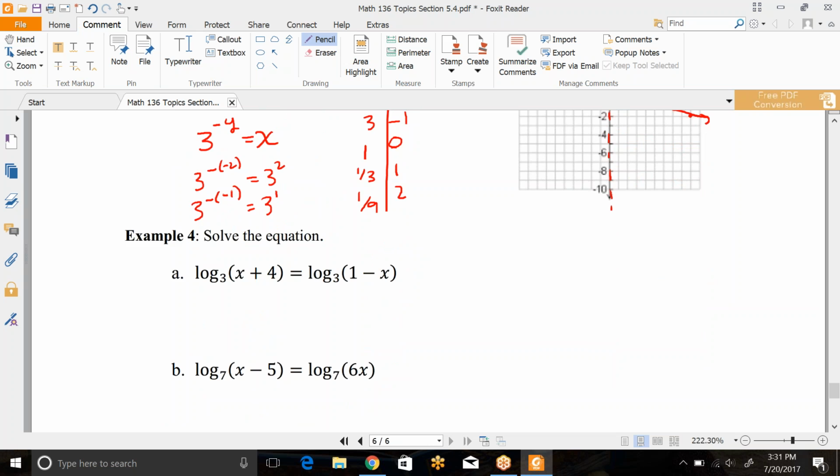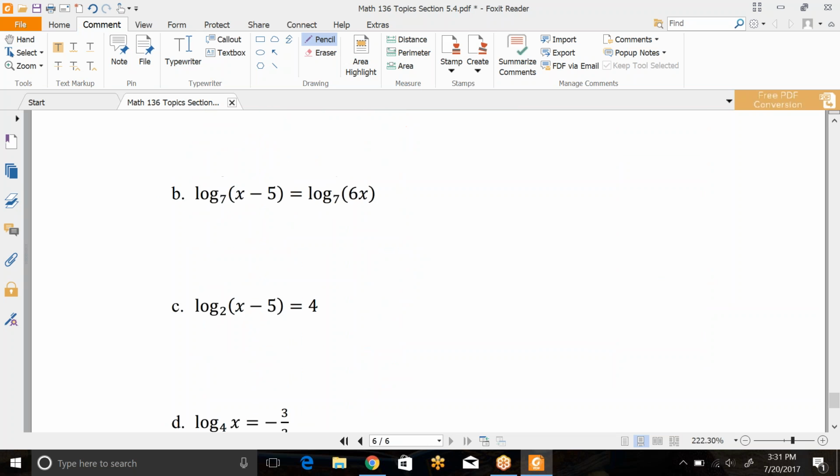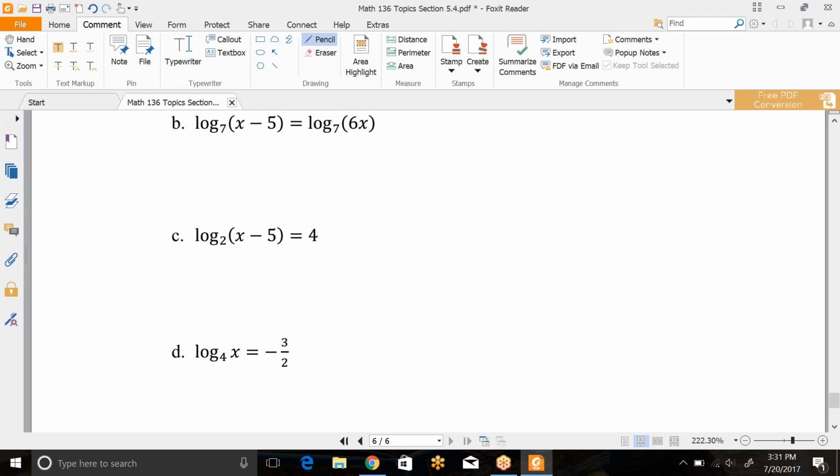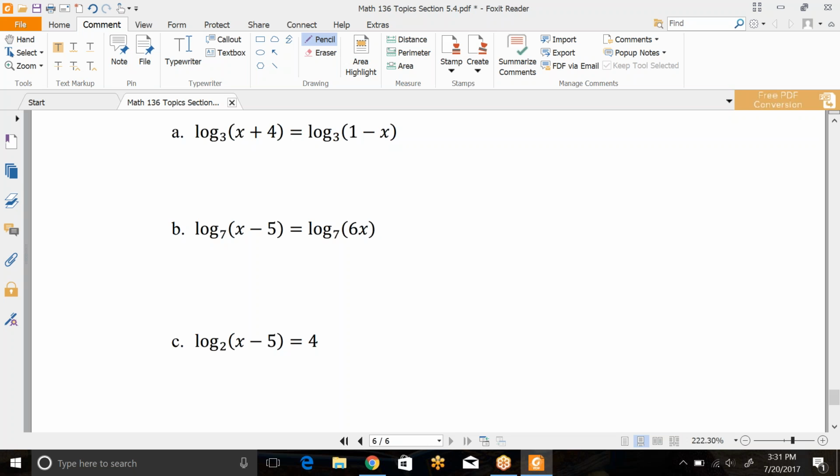We did a part from example 4 in class, so I'm going to do the rest of these. I believe there are 4 of them. This is how you solve some log equations. There are 2 essential types of log equations, so the ones that we've encountered are as follows.